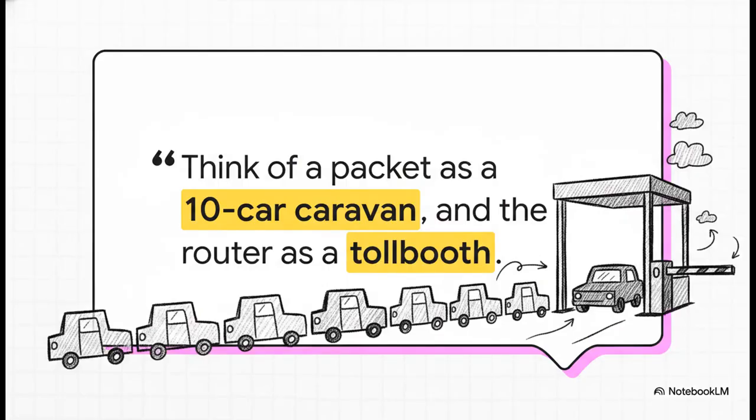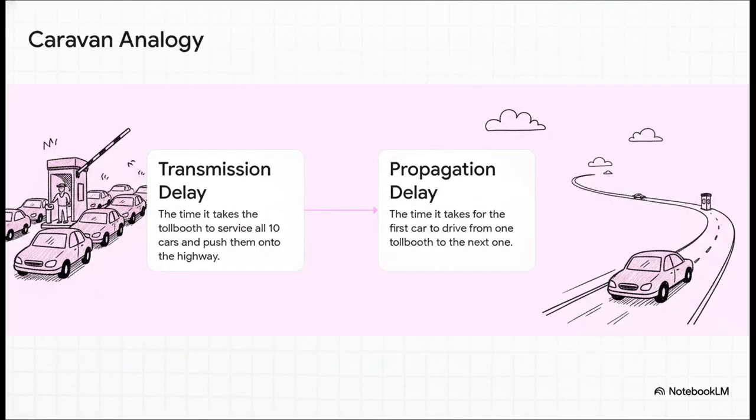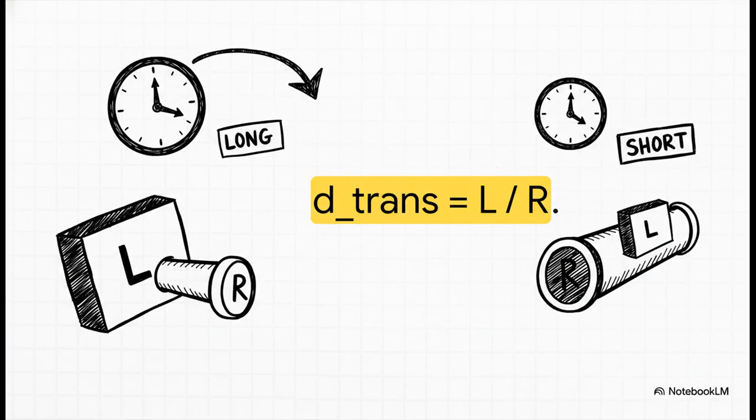You know, to really make this stick, let's use the classic analogy from the Caruso and Ross textbook. Honestly, it's the best way I've ever seen this whole thing explained. So think about it this way. The transmission delay is how long it takes the toll booth guy to process all 10 cars and get them onto the highway. That depends on how many cars there are and how fast he works. But the propagation delay, that's just the time it takes the first car to drive down the highway to the next toll booth. It doesn't matter if there's 1 car or 100 behind it, the travel time is the travel time.